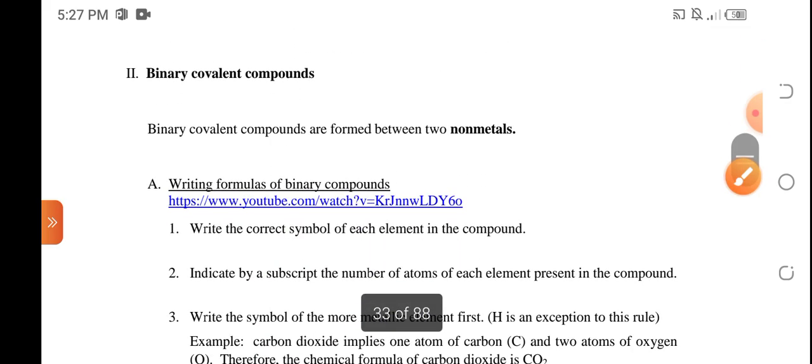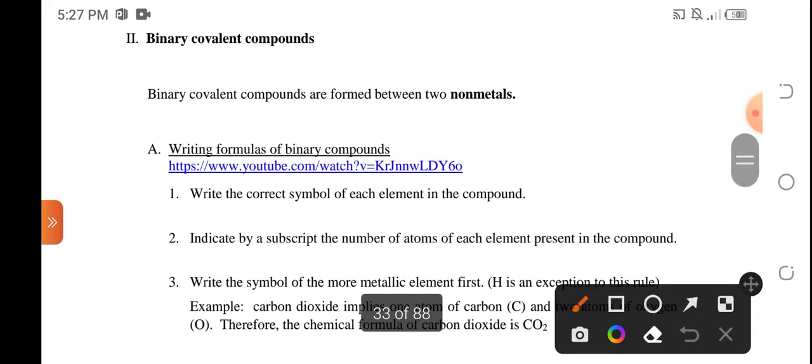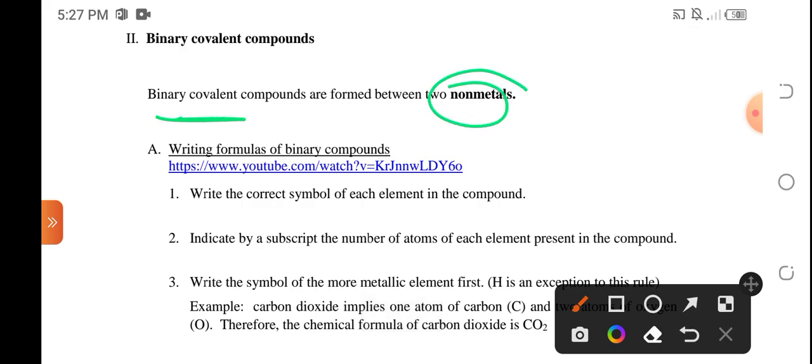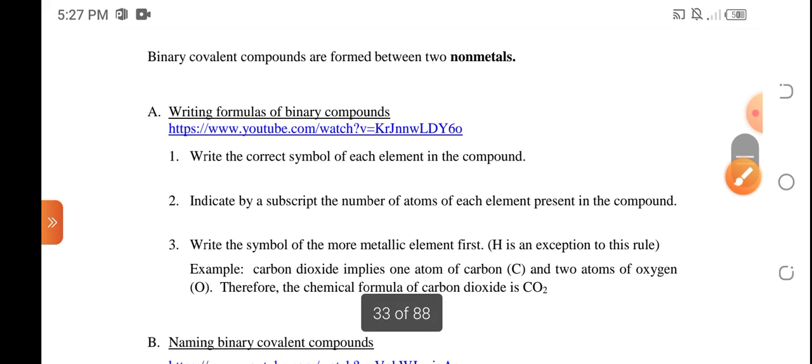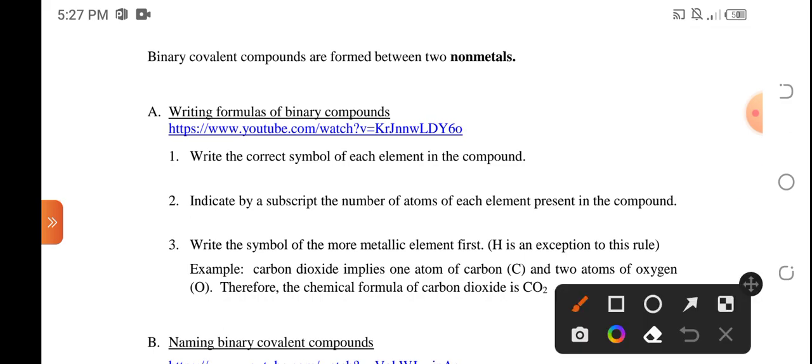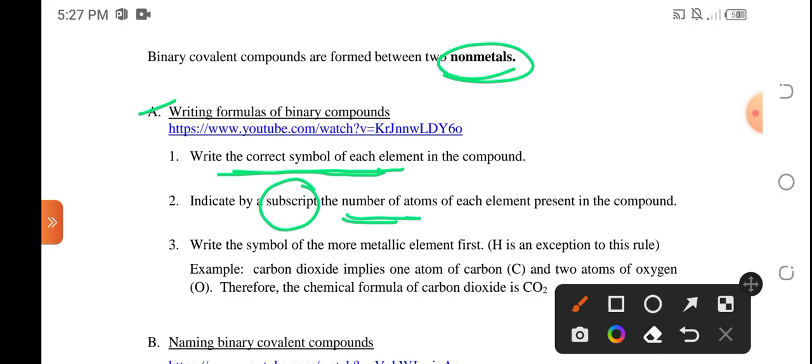Okay. Now, what about for binary covalent? Again, covalent is between two nonmetals. Okay? The bond between two nonmetals is covalent bond. So, for this one, wala nang crisscrossing dito. Okay? Walang crisscross na mangyayari kasi hindi sila cation and anion. We are dealing with two nonmetals, so we just have to write the symbol and then the subscript of the atoms. You have to indicate the subscript of the atom.